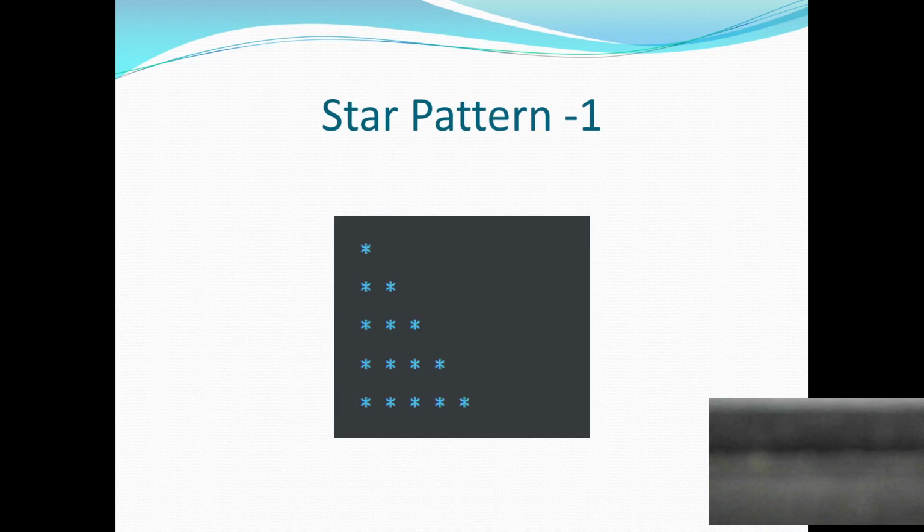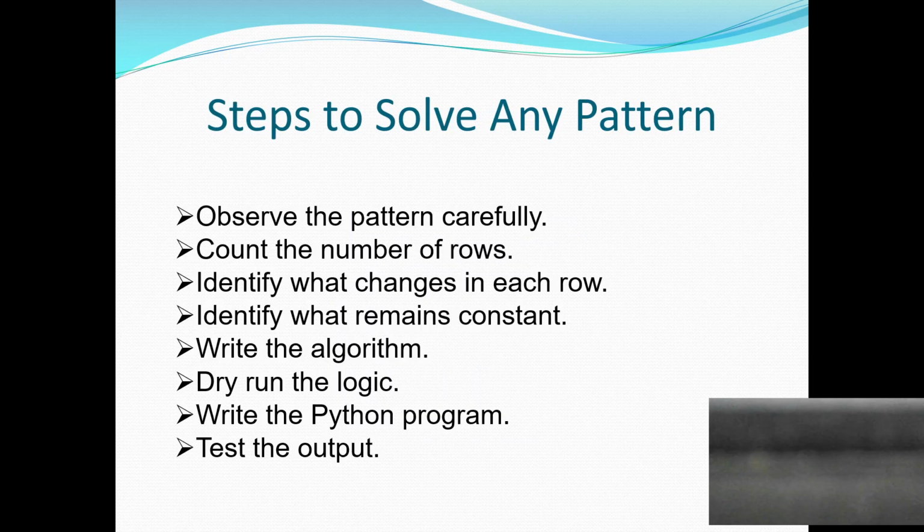Now, only now do we start writing code, because we have already answered all of the important steps. Now coding becomes much easier. Instead of guessing, we already know how many rows, what changes, what remains constant, which loop controls the rows, and which loop controls the stars. The code almost writes itself.